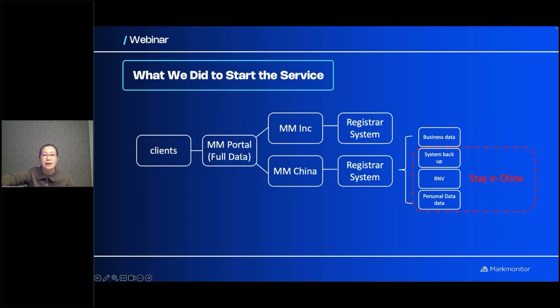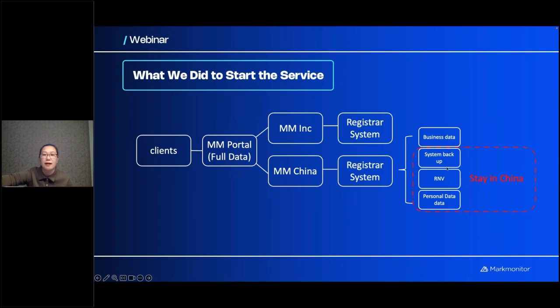So you can see the portal is backed by Markmonitor Inc. and Markmonitor China, the two registrars. Markmonitor Inc., the registrar system, is as usual, and for Markmonitor China, we have our own registrar system on AWS China. The only difference is that in the Markmonitor China system, we have different data stored in different buckets. This business data is the information you can see in Whois that is open, and that part can be shared with Markmonitor Inc.